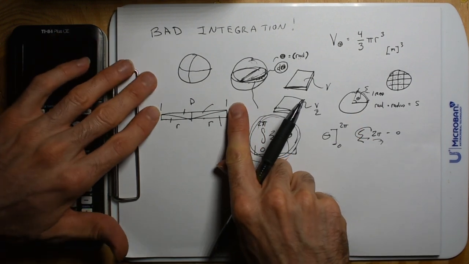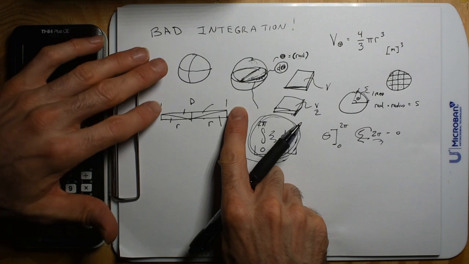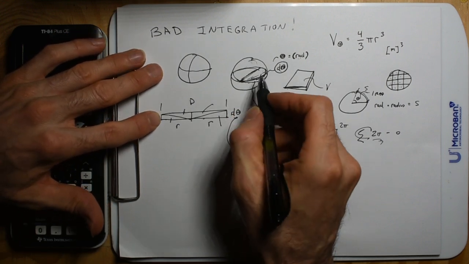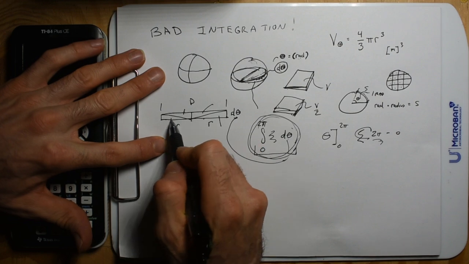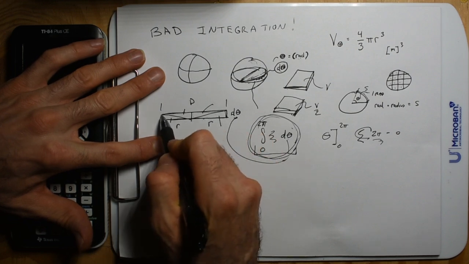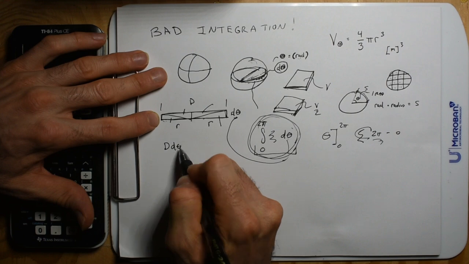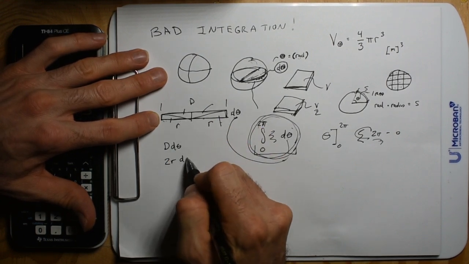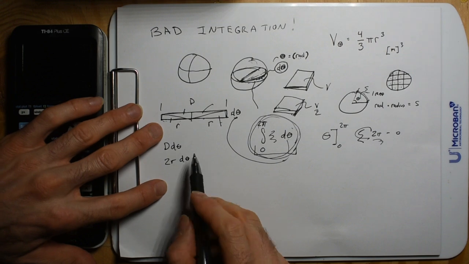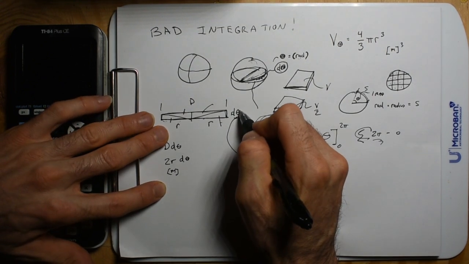So I really don't have to worry about this. That's still kind of bizarre to me, but all I have to worry about is, what is the volume of this whole thing? Well, the volume of this whole thing is real easy. It's just diameter times d theta, or 2 times the radius, 2r times d theta. And this is in meters.